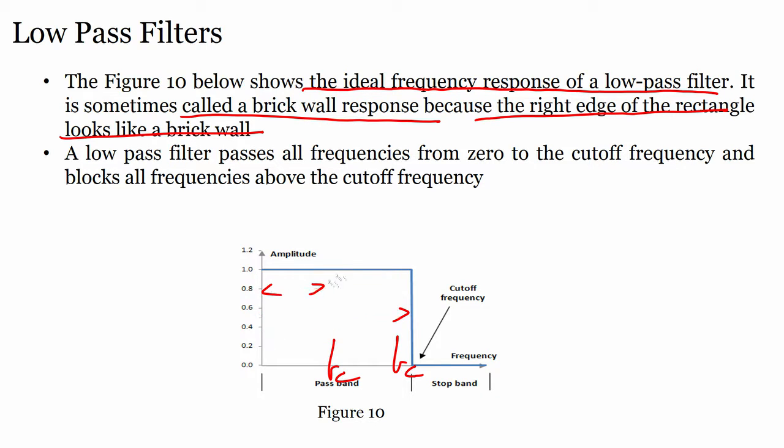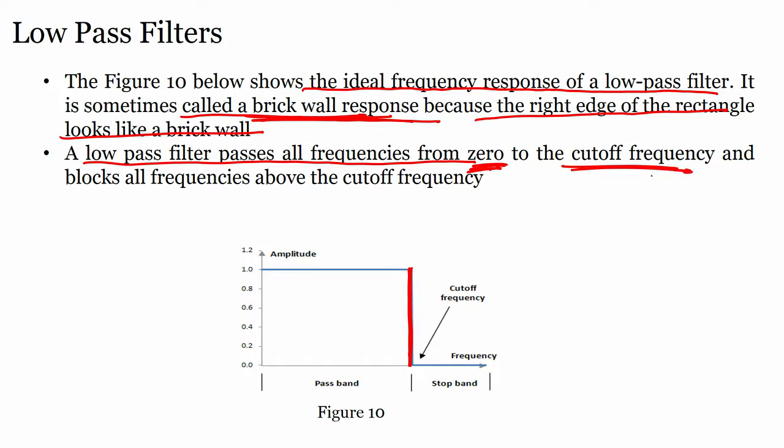Since this particular filter response looks like a wall, we also call this a brick wall response. A low pass filter passes all frequencies from 0 to the cutoff frequency, that is what I said. This is 0 hertz, and this is the cutoff frequency, FC hertz.